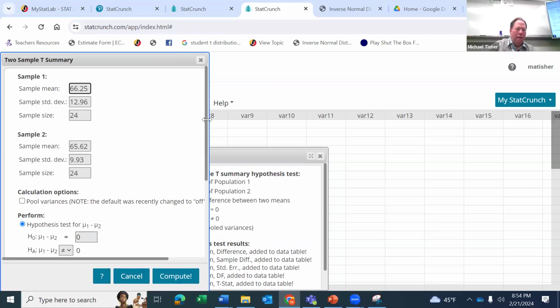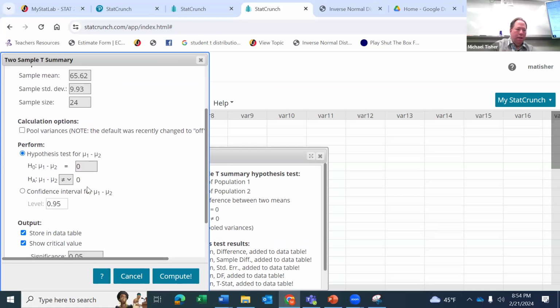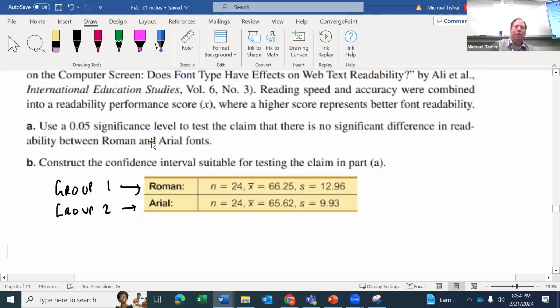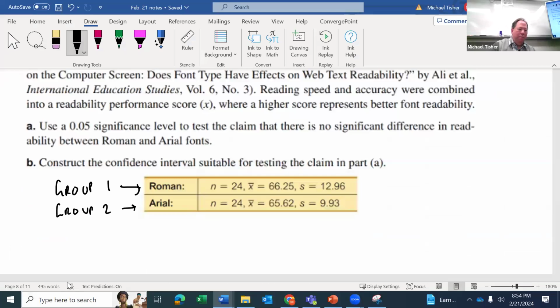All right, then we're going to scroll down. And this time we'll choose confidence interval for mu1 minus mu2, okay? And then, now the significance level was what? Significance level was 0.05. So what would be the corresponding confidence interval? 0.95, yes, okay. And in order to confirm this, we can use a little formula for that.